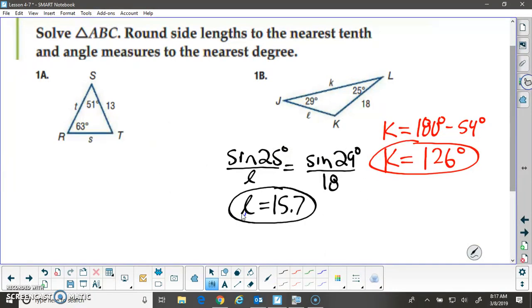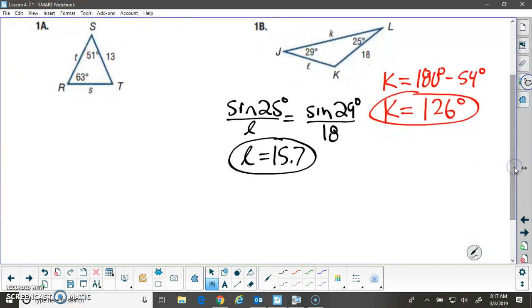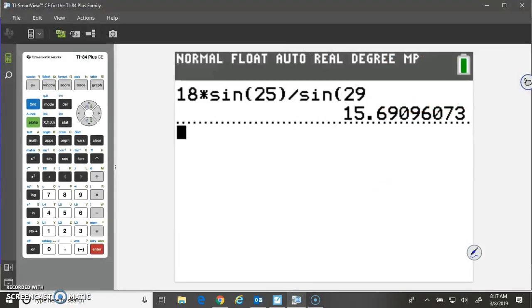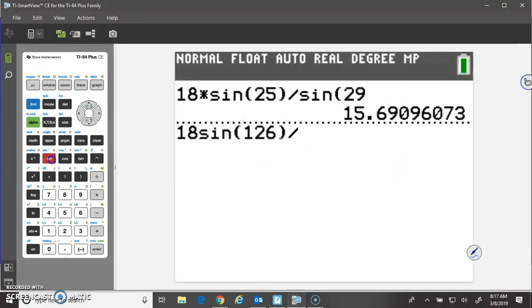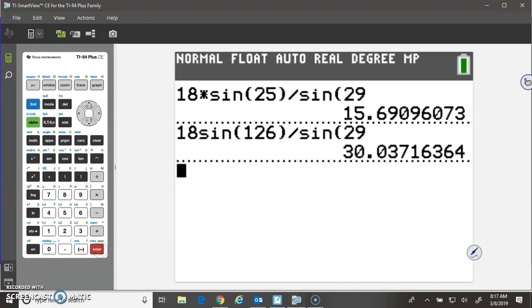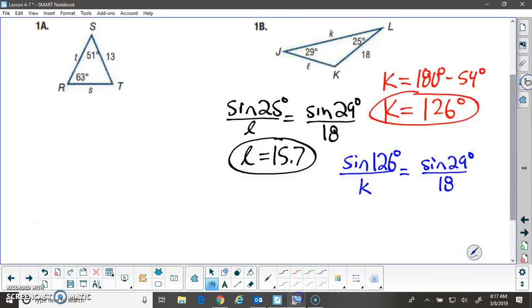And now we still need to find length K. So to find length K, we'll use the law of sines, and we'll say the sine of 126 degrees over length K would have to equal the sine of 29 degrees over 18. Going to the calculator, we'll take 18 times the sine of 126. And then we'll have to divide by sine of 29. Gives us 30.0.